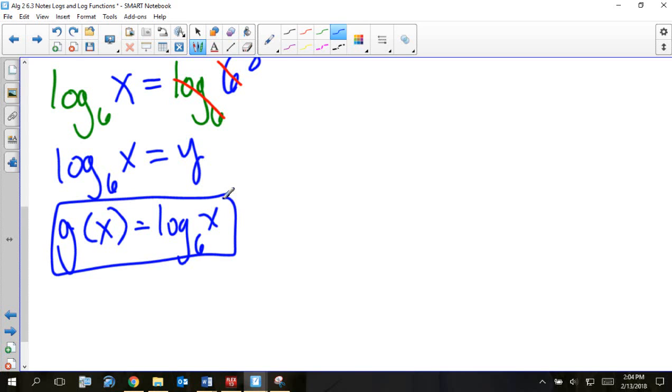The inverse of 6 to the x. This is just the original question. I just can't see it while I'm talking. You guys can see it still. The inverse of 6 to the x is log base 6 of x. That's important for when we go to graph them, which is after this page. These are inverses of each other. All right? Next.